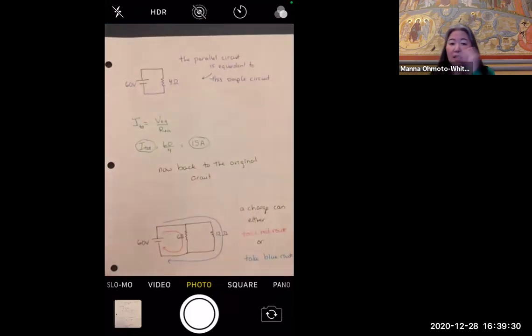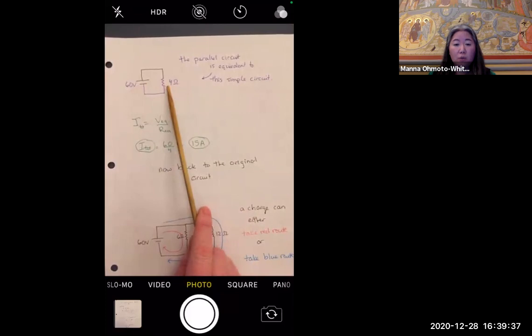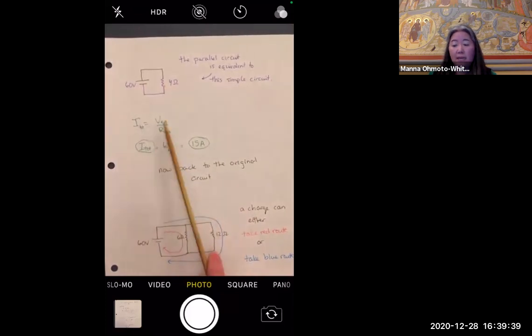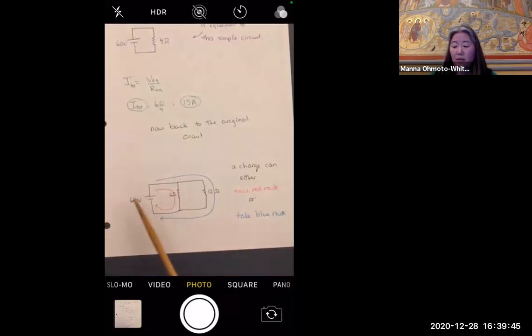So now I can think of this as a simple circuit. It's the equivalent of having one battery source of 60 volts and one resistor of 4 ohms. So my I is going to be V over R, which is 15 amps. Now I go back to my original circuit. My charge can either take the red route or it can take the blue route, so we're going to look at one route at a time.